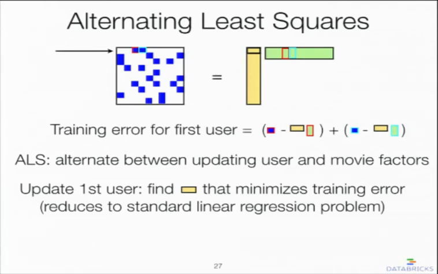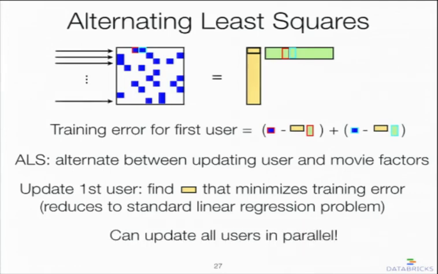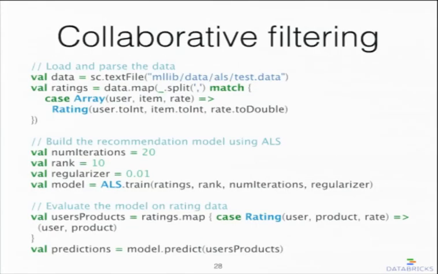This can be reduced to a standard linear regression problem. Moreover, you can do this in parallel for all users at the same time. You have to be a little bit careful about how you minimize communication for large-scale problems, but if you do this in a reasonable way, you can do these all in parallel. Once you're done with all the users, you can then go back and do the same thing for all the movies. And again, keep doing this in an iterative fashion until you converge to a stable answer, or until you run for a certain number of iterations. All right, so that's ALS.